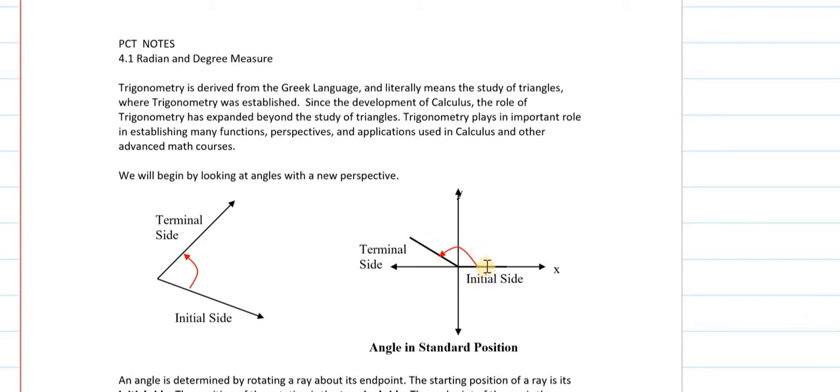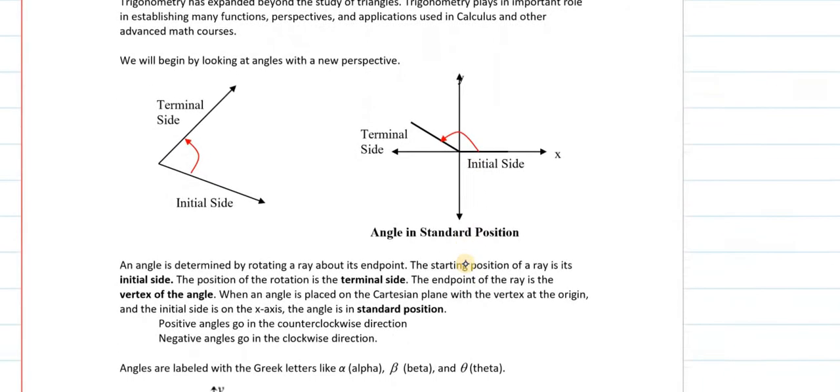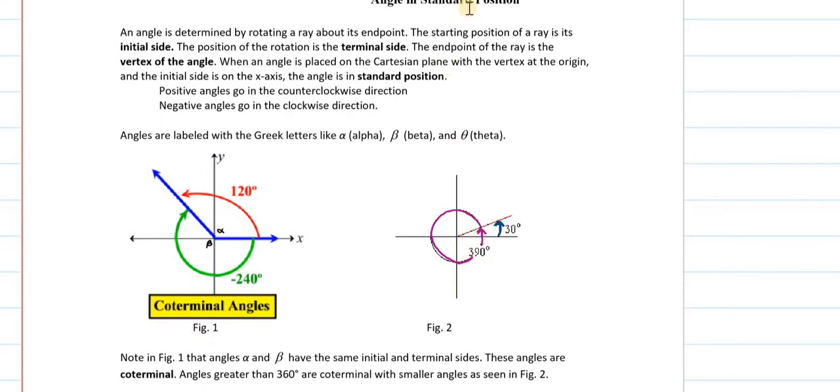So it could be less than 90 degrees, which means that it would open, say, to here, or you can go all the way around, or to this terminal side, or you can keep going multiple distances around the origin to get different angles. So an angle is determined by rotating a ray around its endpoint, and the starting position of the ray is the initial side, and the end of the ray is the terminal side. The endpoint of the ray is the vertex.